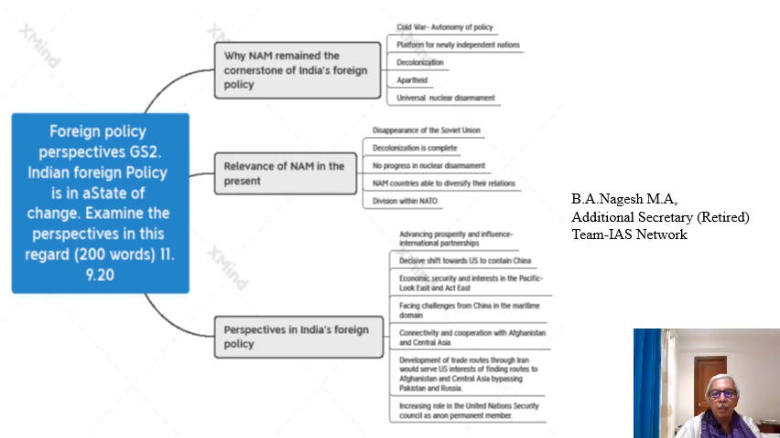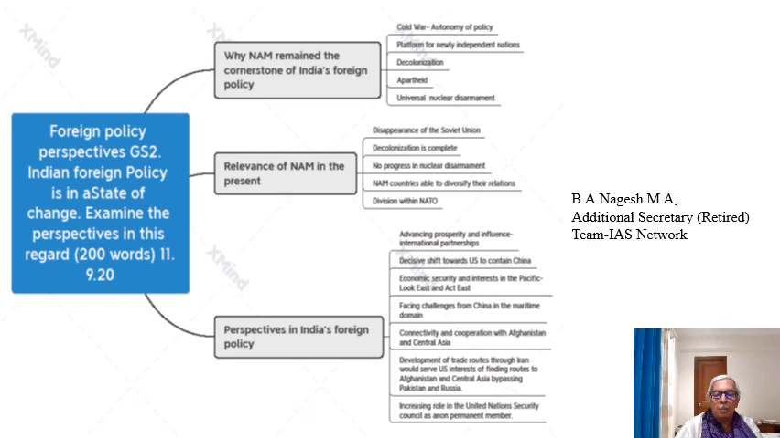With this background, we see the perspectives in India's foreign policy. The first important perspective would be advancing prosperity and influence. What is this advancing prosperity and influence? It means strengthening and promoting international partnerships with as many countries as possible to advance the sphere of prosperity and the sphere of influence. This is an important perspective of India's foreign policy.